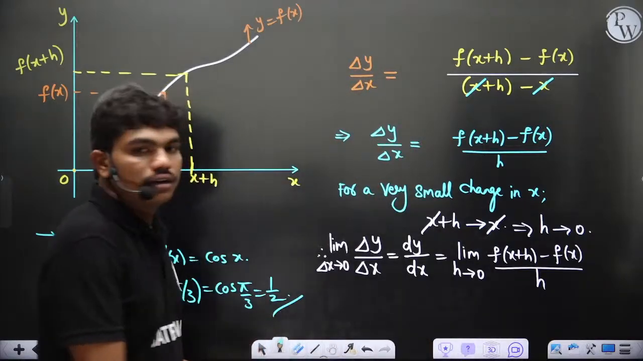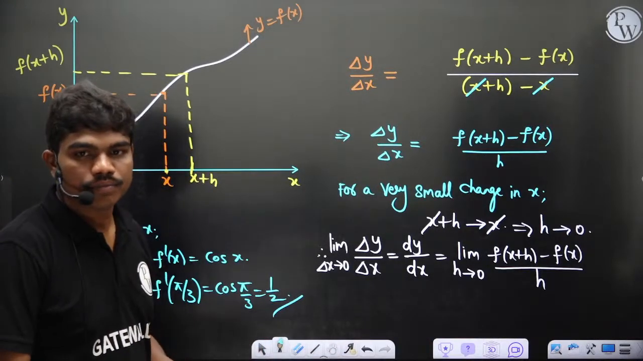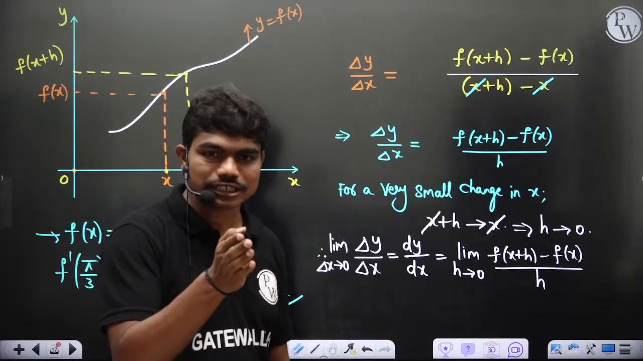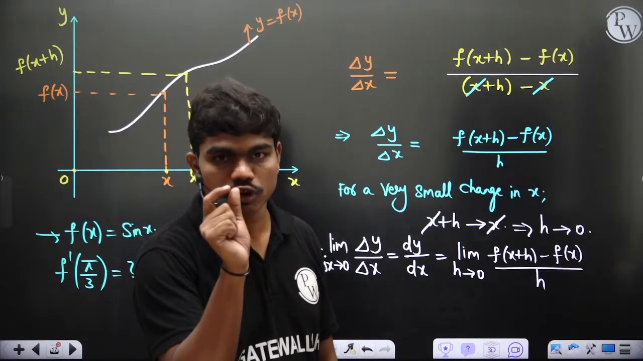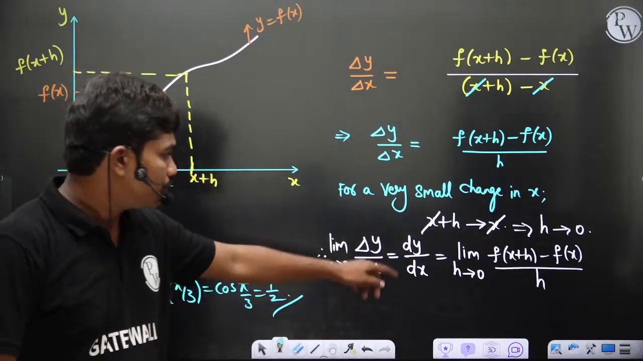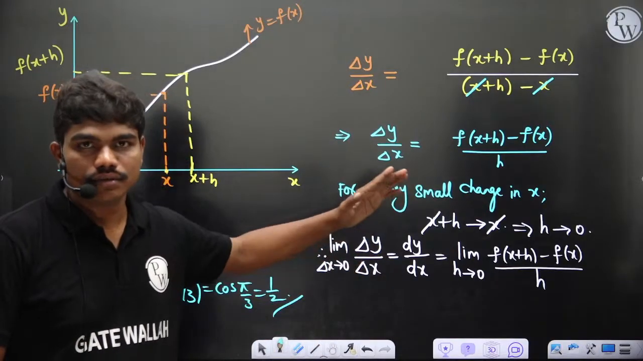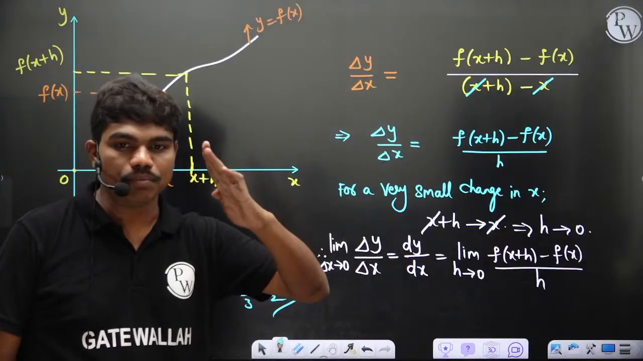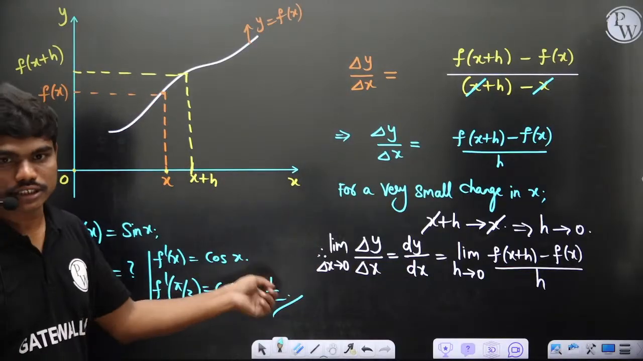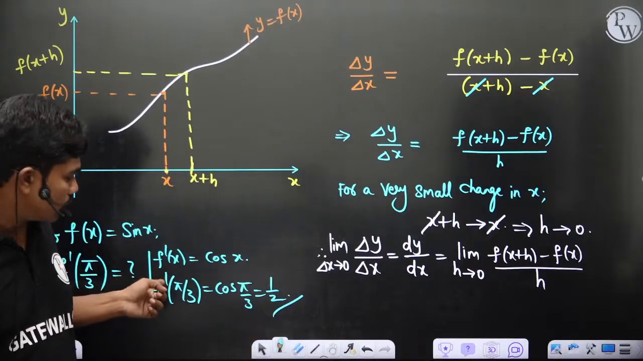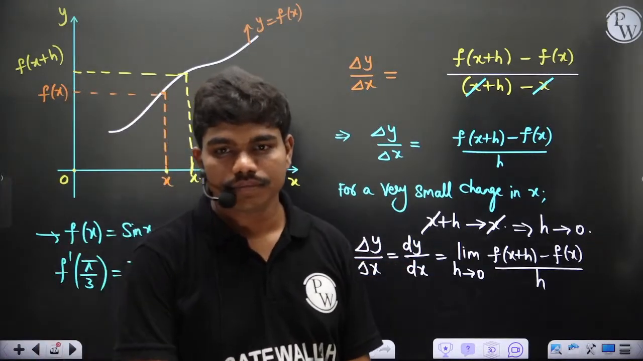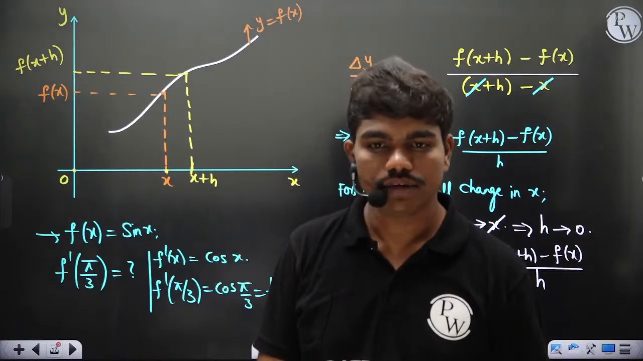Clear? A small change in x is h. h is the amount of change. That's what we have taken. Derivatives are defined at a point, because clearly, if you change the point, then ultimately this value changes. So if you want to define the derivative at a point, ultimately this h has to be very small. That's why. Clear? All doubts done?